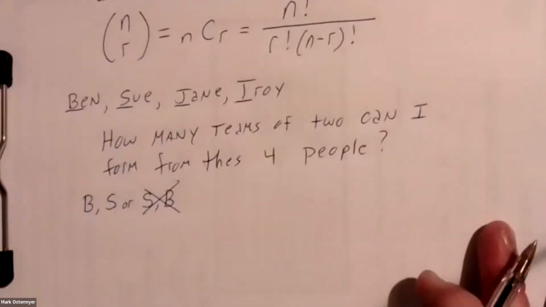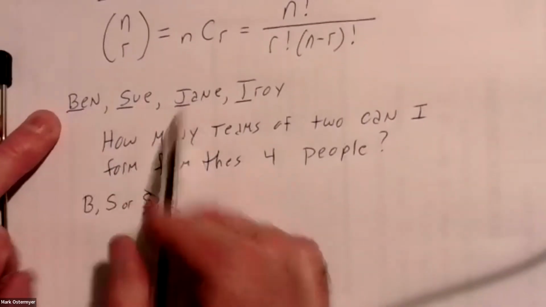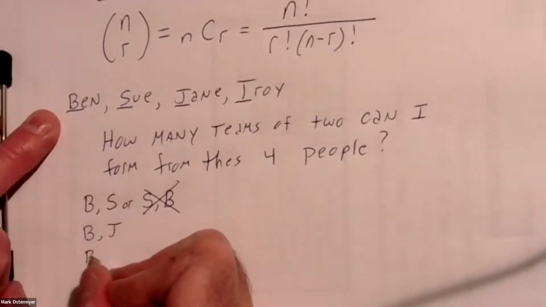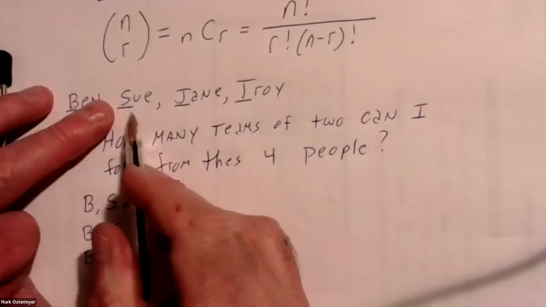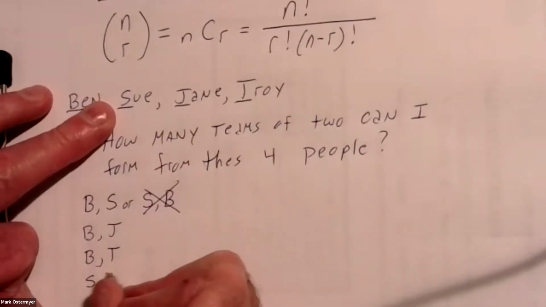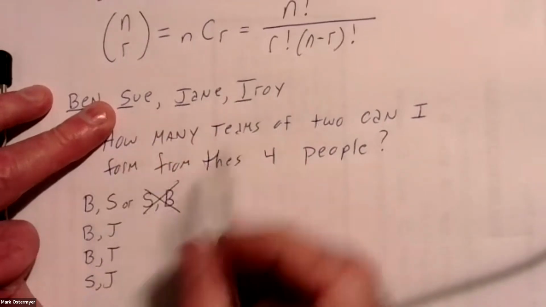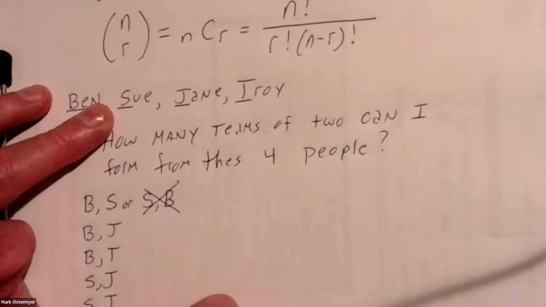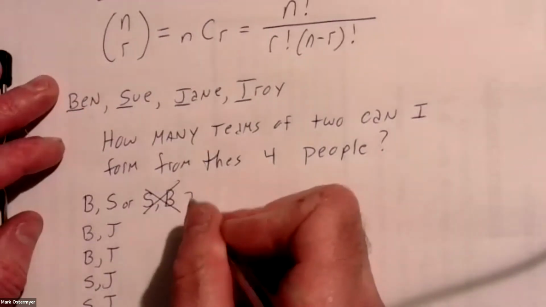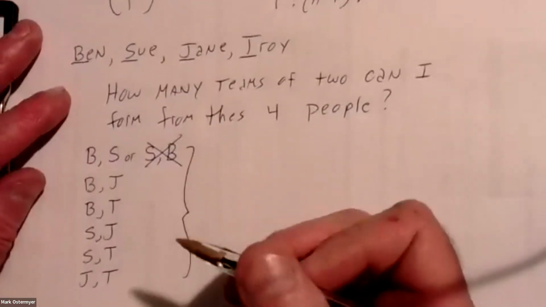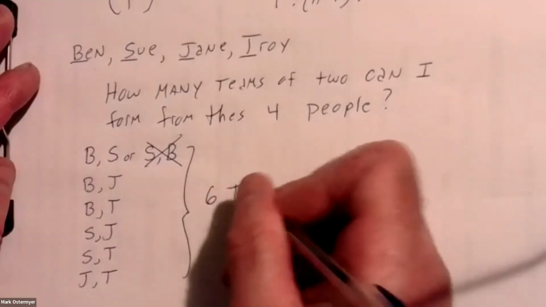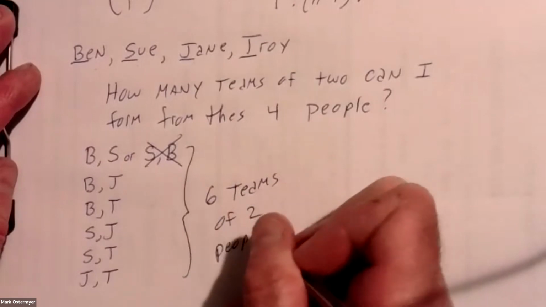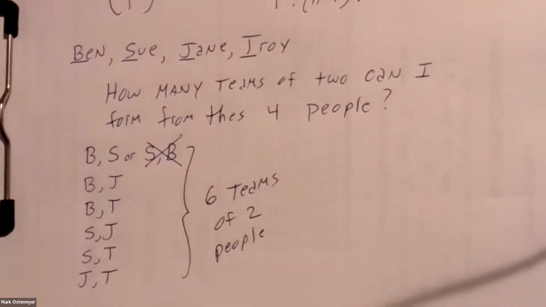All right. I could have Ben and Sue. I could have Ben and Jane form a team. I could have Ben and Troy. Or, ladies and gentlemen, I could have Sue and Jane. Or I could have Sue and Troy. And one more, Jane and Troy. There we go. Notice there's 6 possible different teams. 6 teams of 2 people.